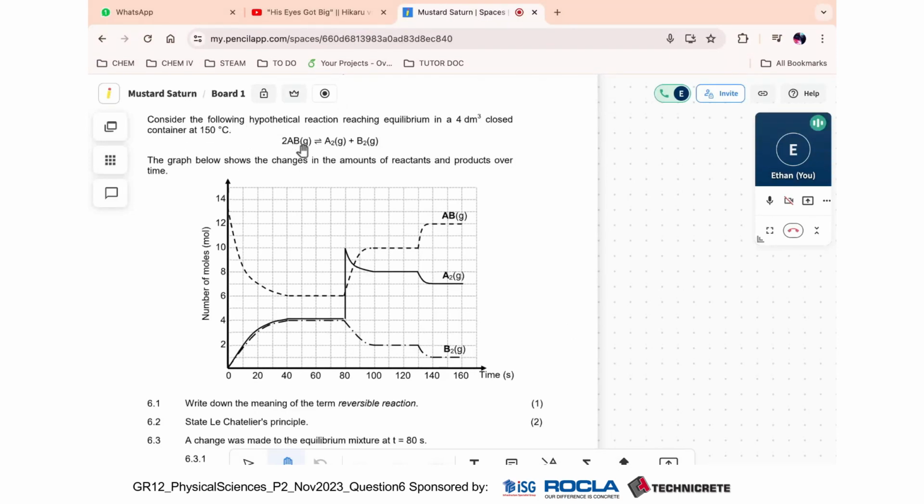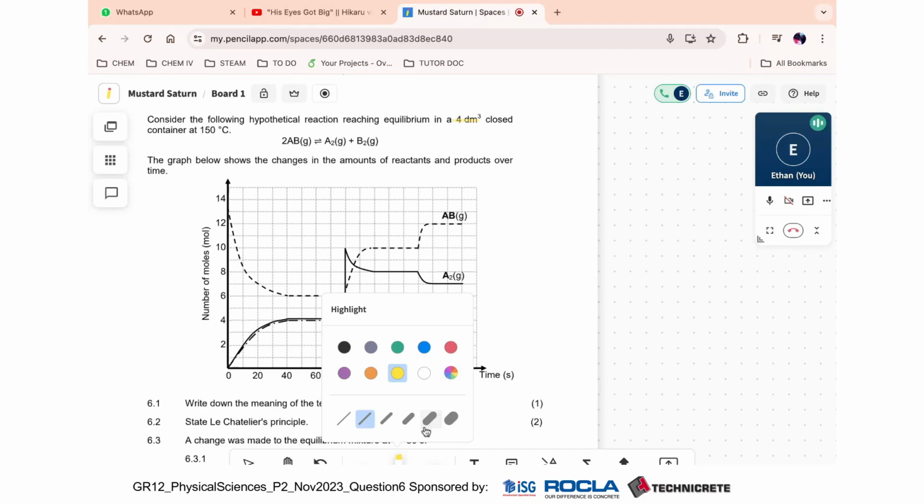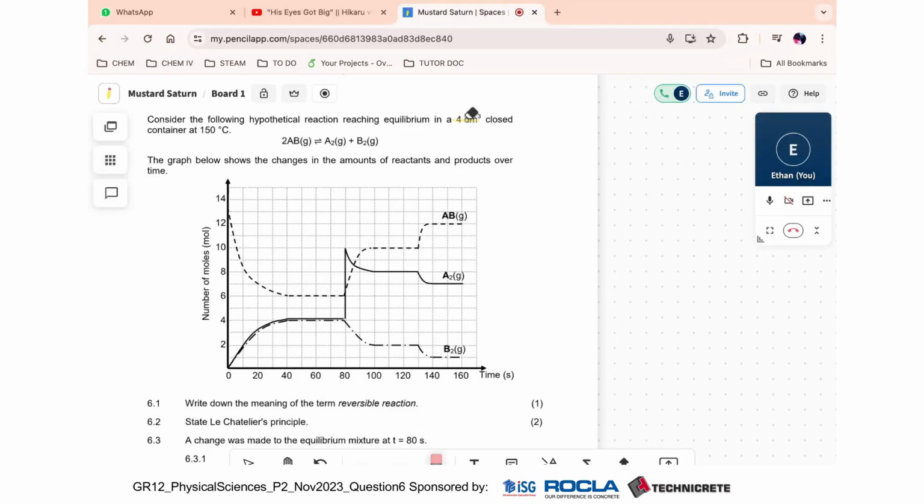Consider the following hypothetical reaction reaching equilibrium in a 4 decimeter closed container at 150. Okay, so we have a 4 decimeter container. Let's just highlight the pertinent information as we go through the question. And it reaches equilibrium at 150. They give us the reaction here.